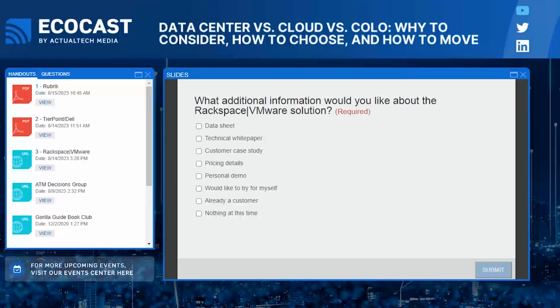Sure. Okay. I think we've got time for one more question, and this has to do with maybe a myth, maybe not. A lot of people think that private clouds are more secure and compliant than public clouds. Is that a myth, or is that a truth? What is your take on that?